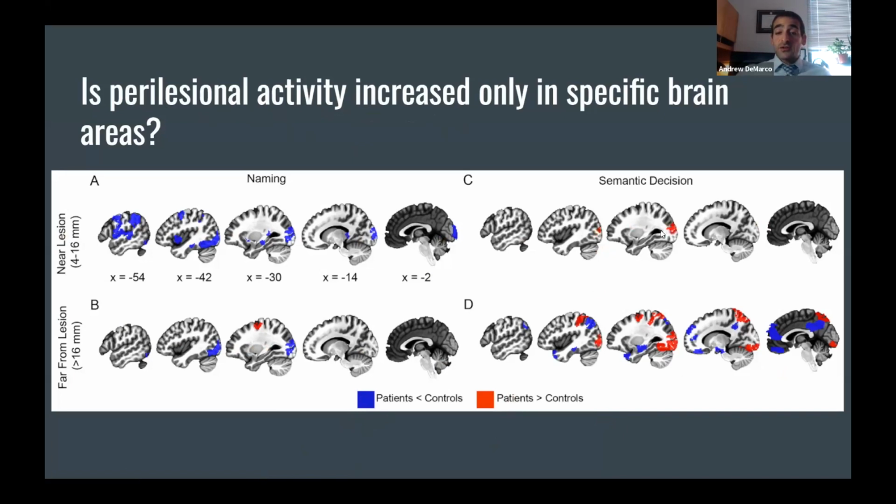And if you notice, there are some red areas showing that there is perilesional increased activity here, but that activity is also increased when that tissue is situated far from the lesion boundary. And so although we could say maybe some small portion of occipital lobe is showing a systematic increase in patients relative to controls, it's not increasing when that tissue is particularly close to the lesion boundary.